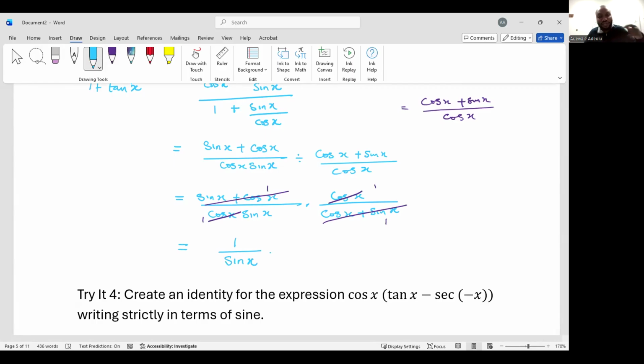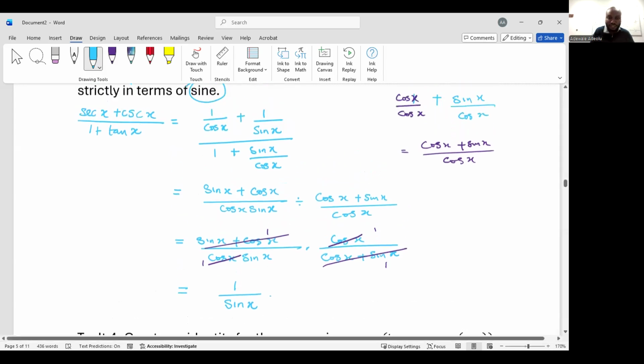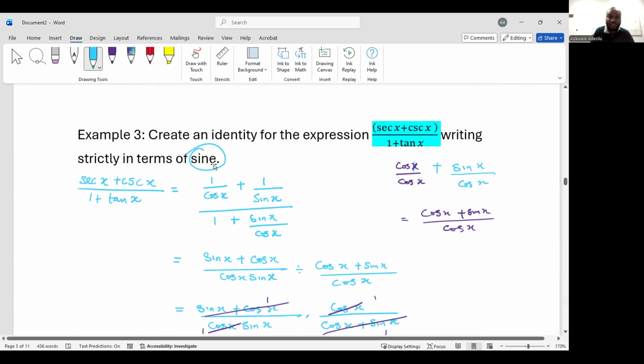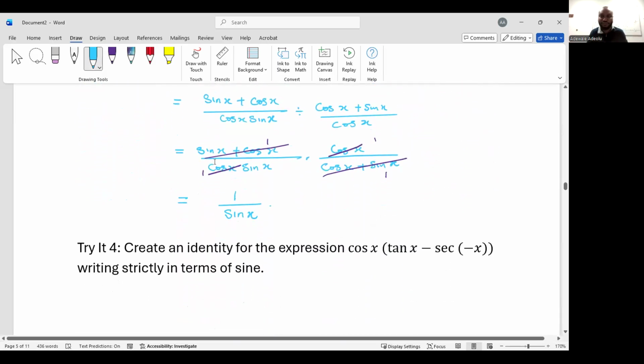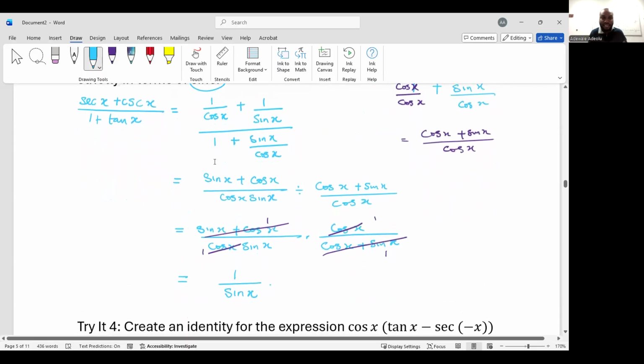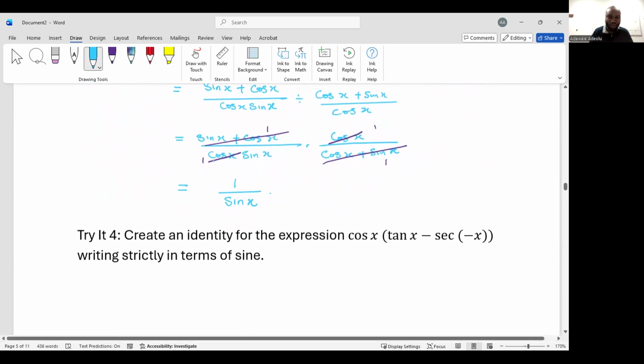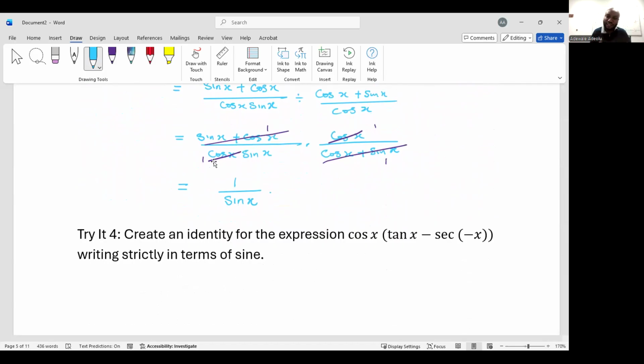Although I know that 1 over sine of x is cosecant of x, I will not write that because the instruction is that I need to leave it strictly in terms of sine. So I will stop there. So you can see again, I started simplifying because I know where I'm going. I'm trying to get to where the only thing I will have will be in terms of sine. So that is what I've been able to arrive at here.